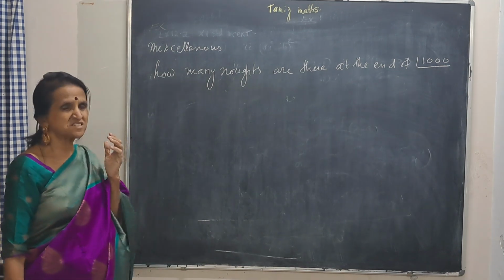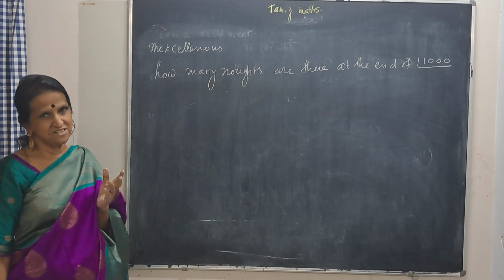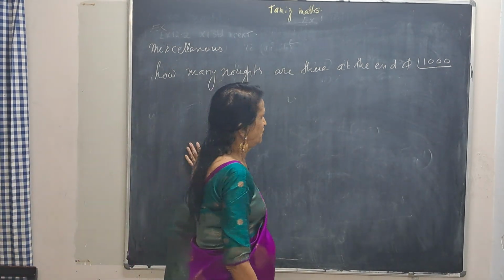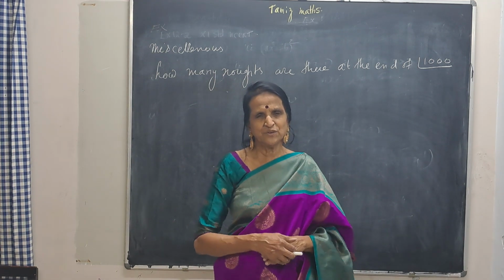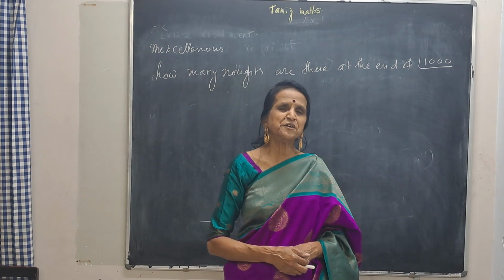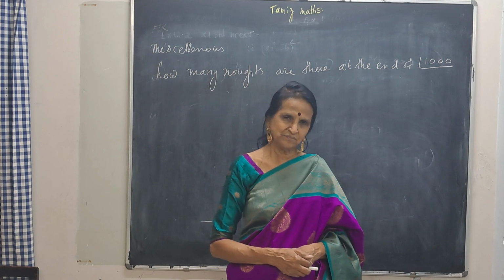How many noughts? How many noughts are there at the end of factorial 1000? Noughts is 0, isn't it? Noughts is 0. How many zeros will be there at the end of factorial 1000?